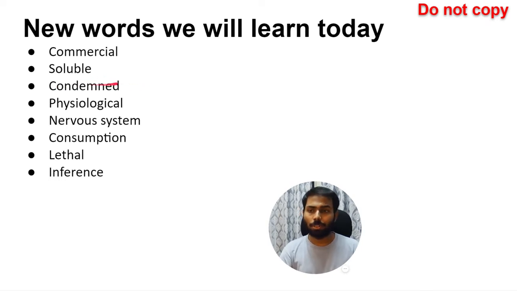यहाँ पे this is an interesting word. Okay, condemned. So I am saying con, dem is dem, and directly I'm saying ed. So n is silent over here. Okay, n is silent. Condemned. Next, physiological. Okay, physiological. Next is nervous system. Some biology is coming in now in chemistry chapters. Nervous system. We're going to see the connection between ethanol and our nervous system today. Consumption, lethal, and inference. Okay, these new words we will be able to learn by the end of this learning session.